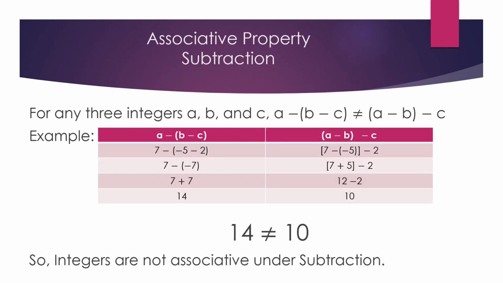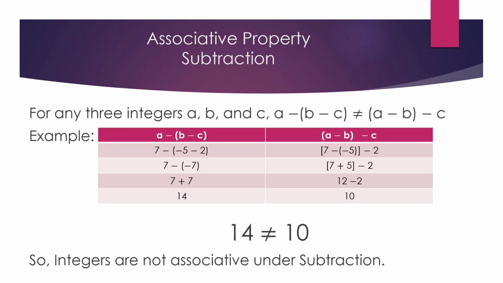Associative property of subtraction. For any three integers a, b and c, a minus (b minus c) is not equal to (a minus b) minus c. Look into the example. In the LHS, we group b and c, whereas in the RHS, we group a minus b. So when we subtract minus 5 and minus 2, we get minus 7. Again, when we subtract 7 and minus 7, we get the result as 14.